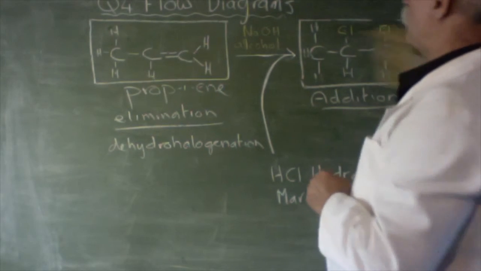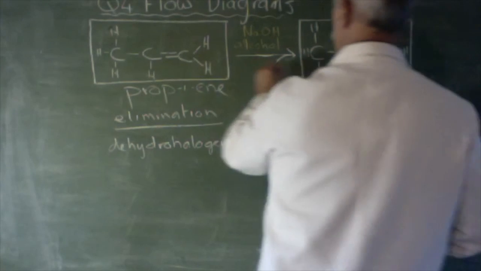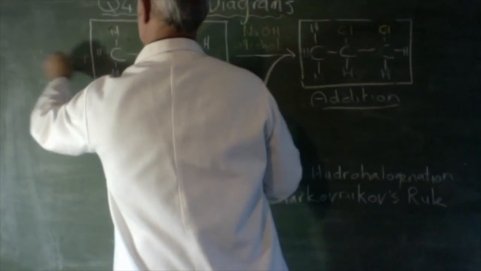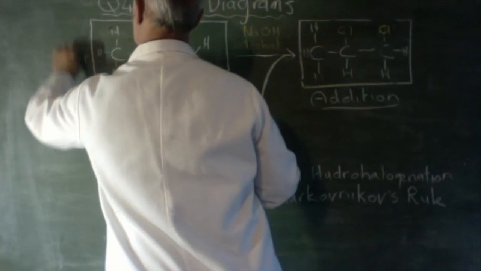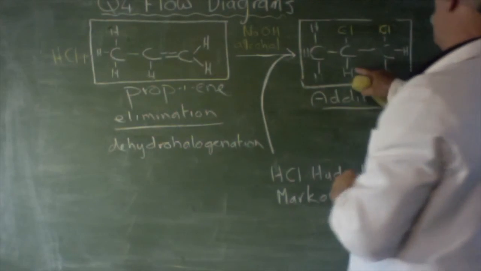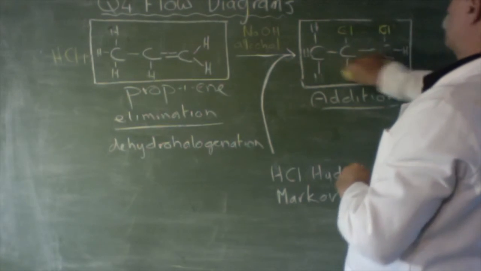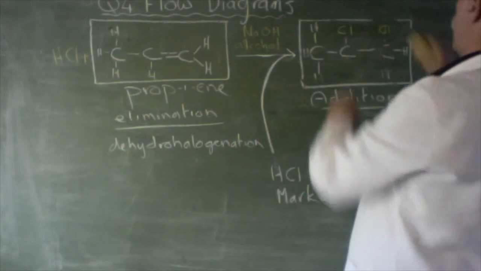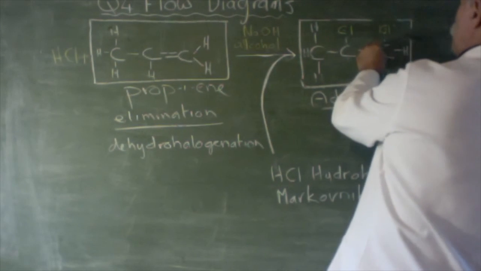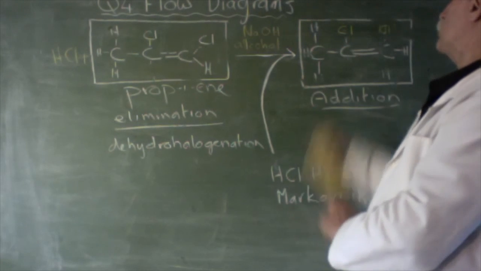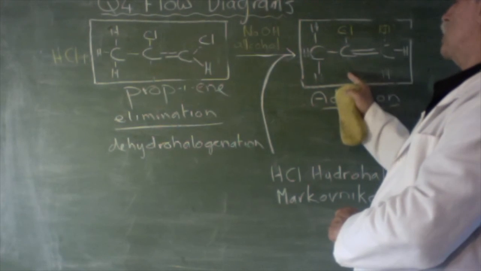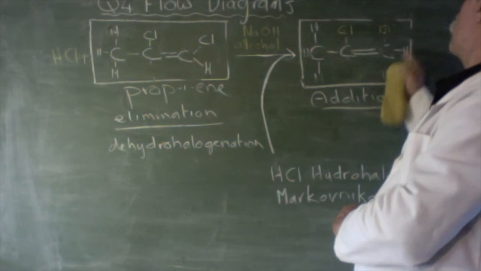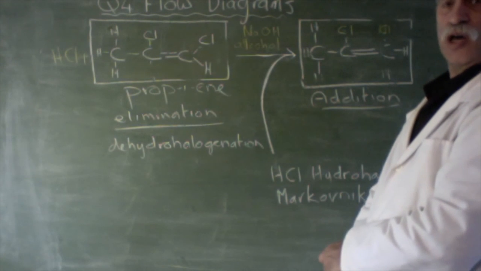And so when it goes the reverse way, it's going to form this plus HCl. So we're going to find that this hydrogen will be lost and that chlorine will be lost, and then it will form its double bond. But the rule is the carbon with the least hydrogens is the one that will lose the hydrogen. The one with the most hydrogens will keep its hydrogens and lose its halogen.